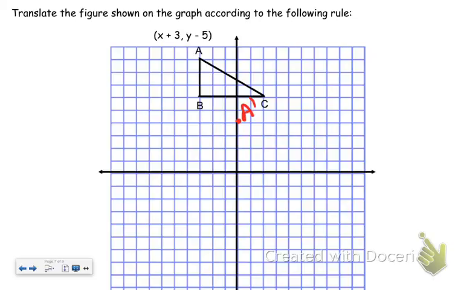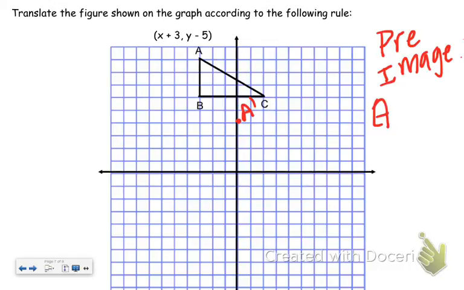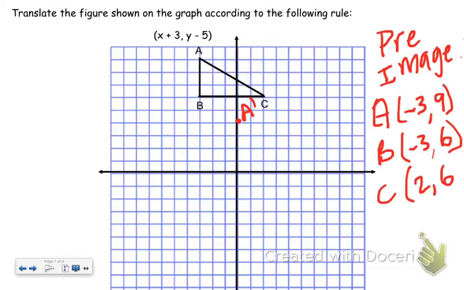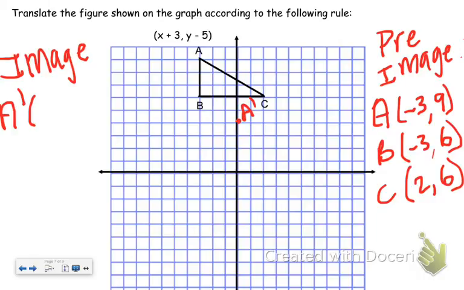at this location. So on the side, I will list for you what the original points are and what the new points are. So our pre-image, or your before, we have A at -3, 9. We have B at -3, 6. And we have C at 2, 6. So our new image, which I will write on the left, so far we've plotted point A prime, and if you were to identify the new location of A prime, we are at 0, 4.